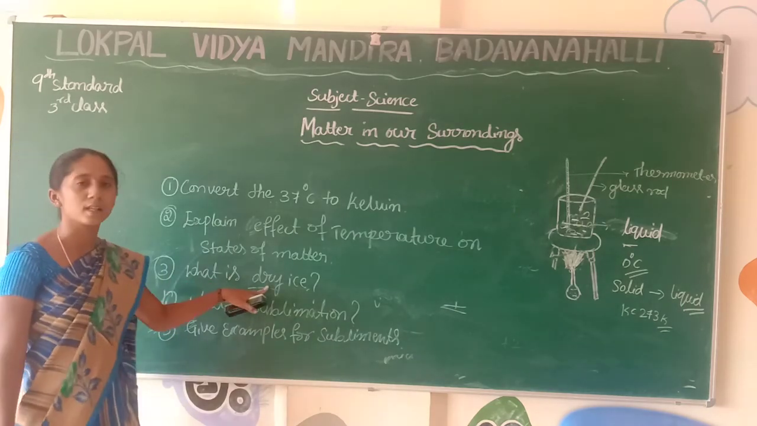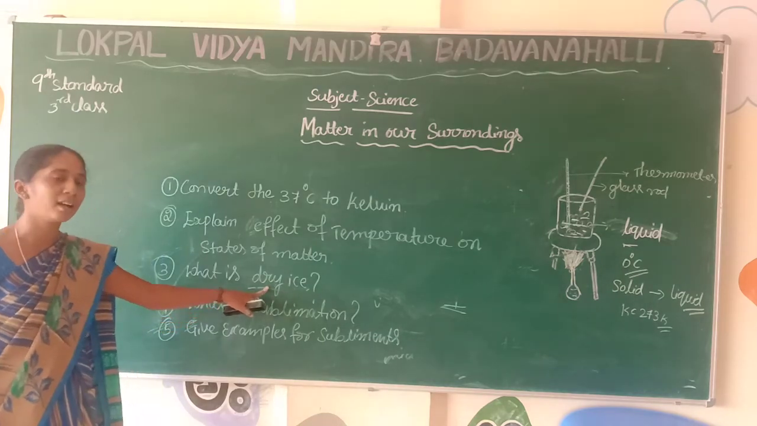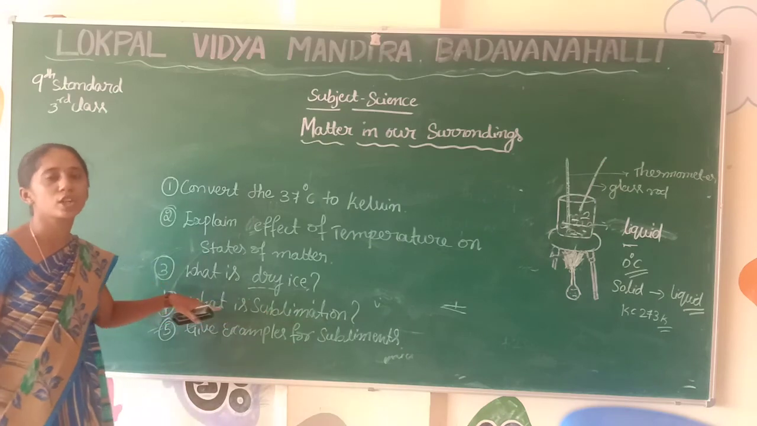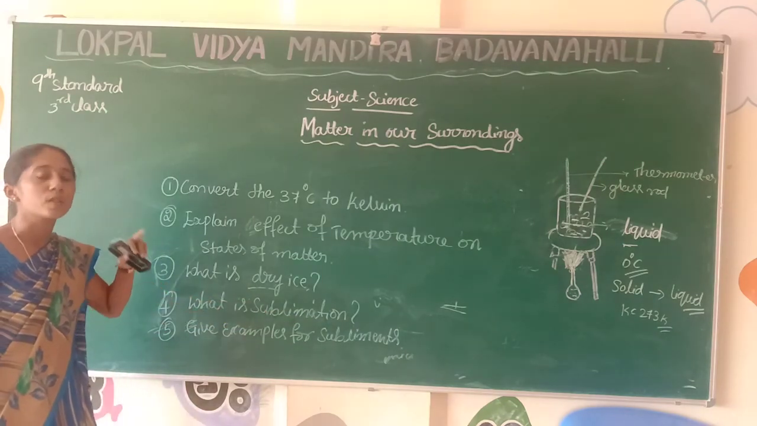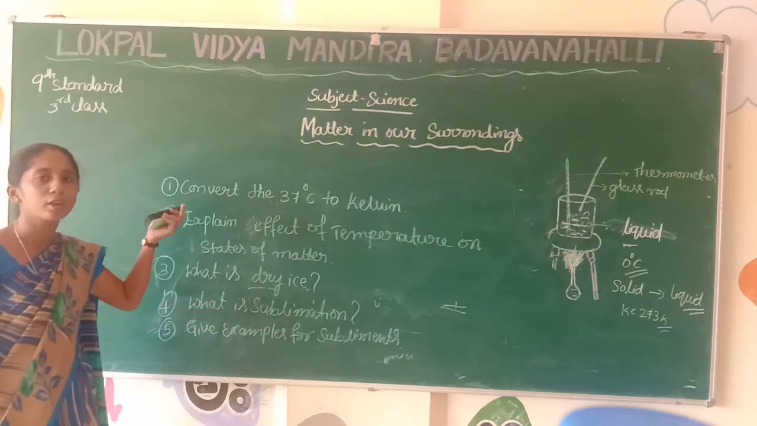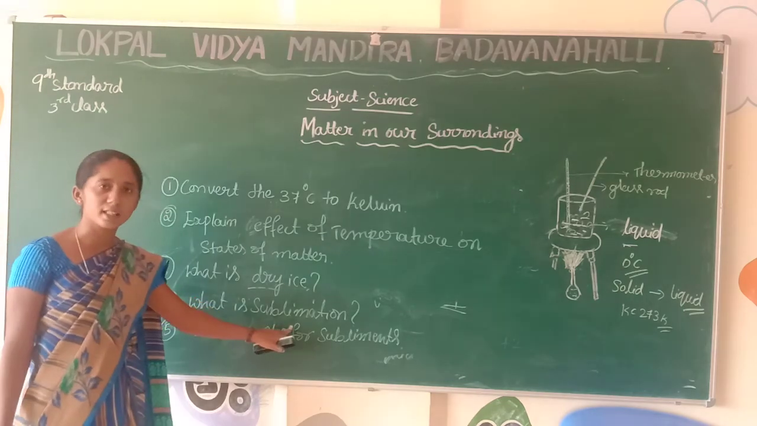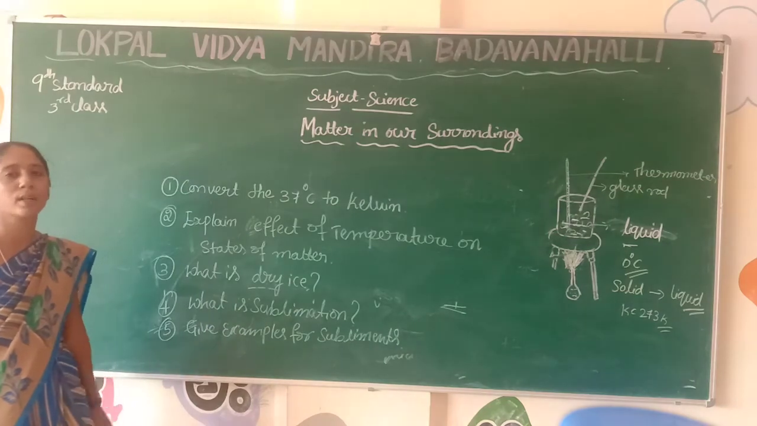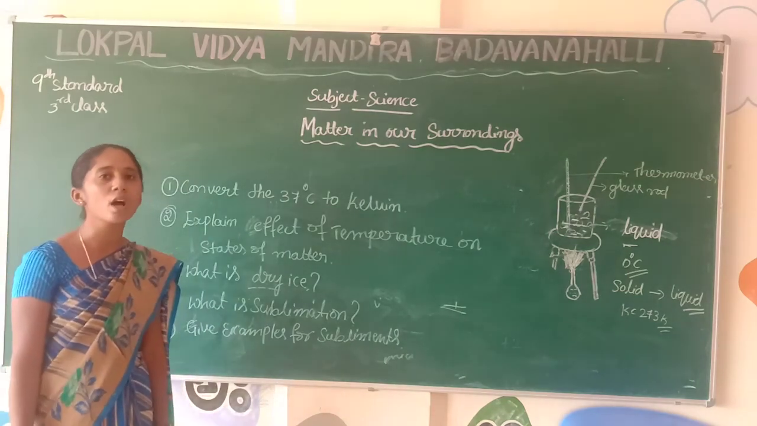What is dry ice? The solid carbon dioxide we call it dry ice. What is sublimation? Sublimation means the conversion of the state of matter from solid state directly into gaseous form. The process is called sublimation. Give examples for sublimates. Examples for sublimates are camphor and also ammonia.